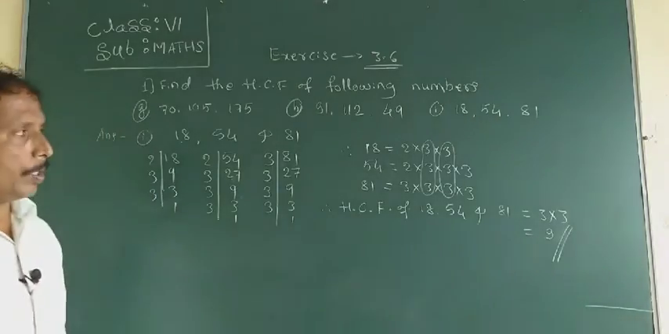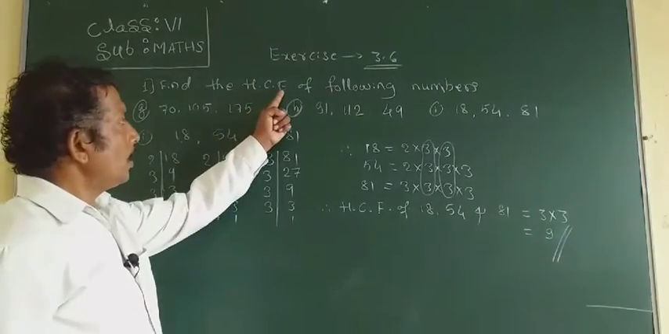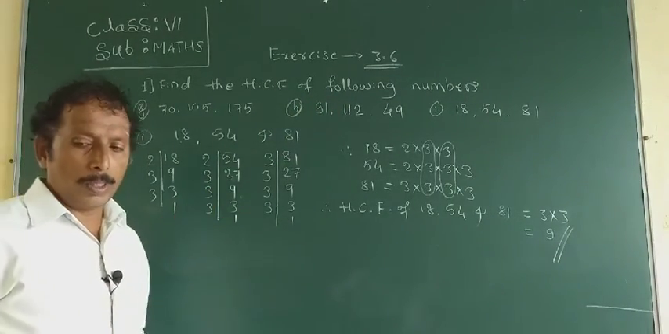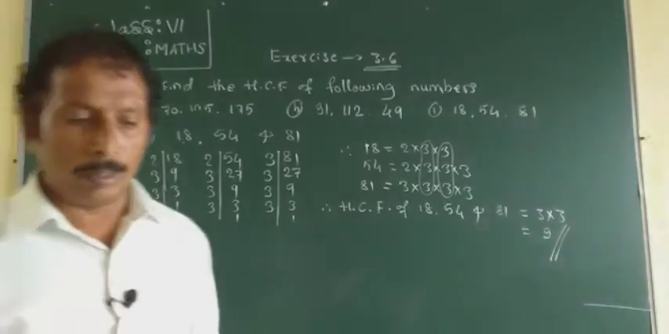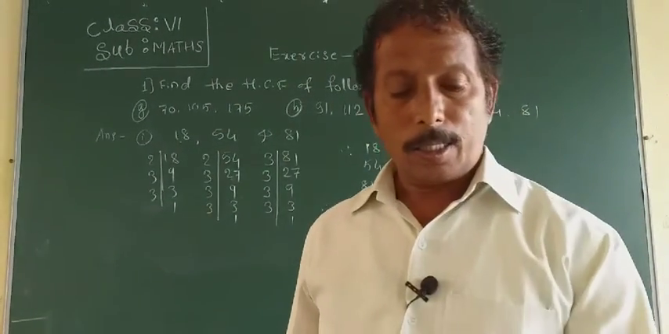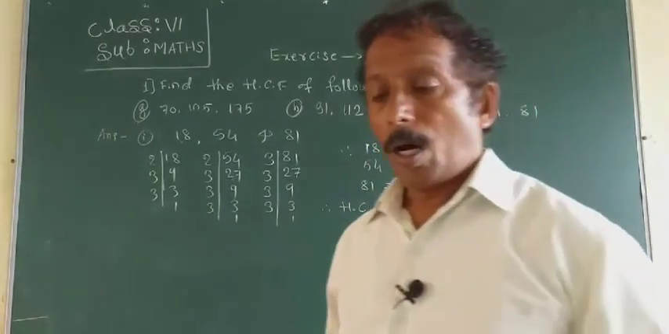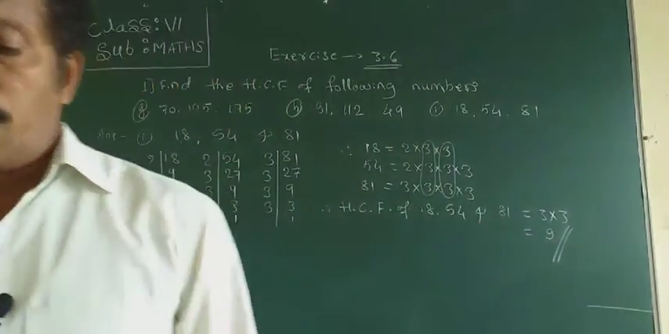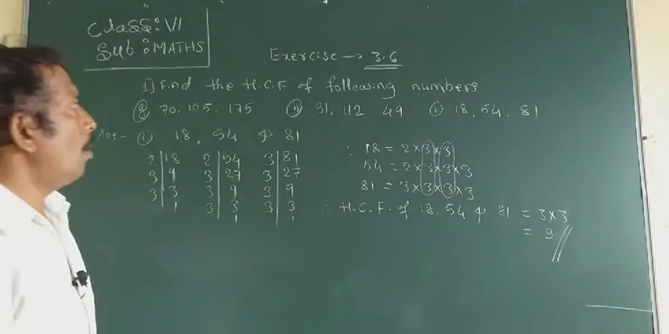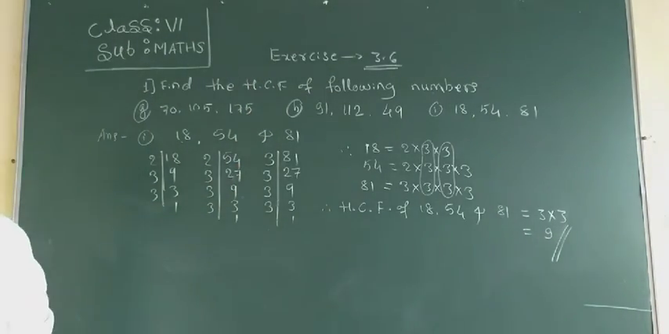So students, this is about how to find the highest common factor of given two numbers or three numbers. Students, practice these questions and you will know how to find the HCF of given numbers. So this is the method of finding HCF by prime factorization method.